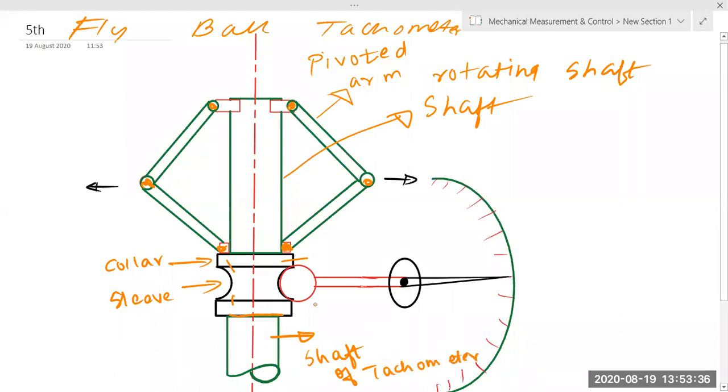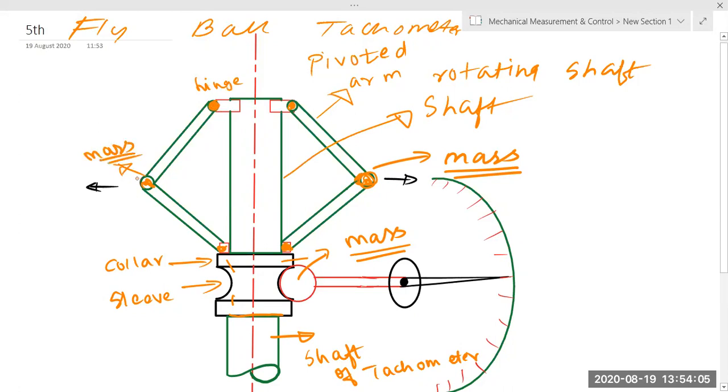What is going to happen? You can see there is something here, this is my mass. There is some mass attached here, and this pivot, the place where it is pivoted, is also having some mass. This is actually a pivot, you can say a hinge, but it also has some mass. So there is some mass on this side, some mass on this side, and some mass placed near the sleeve.